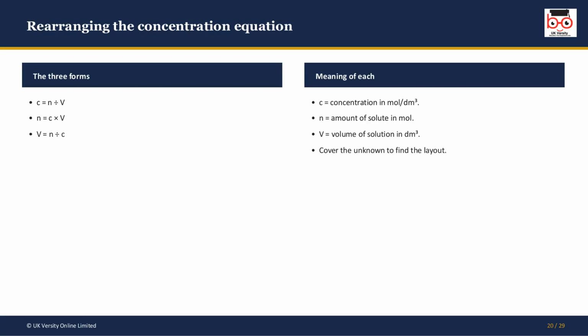The concentration equation also comes in three forms. As written, C equals N divided by V. Rearranged, N equals C times V, and V equals N divided by C. To keep them straight, remember what each stands for. C is the concentration in moles per dm³, N is the amount of solute in moles, and V is the volume of solution in dm³. As before, cover the unknown to reveal the layout you need.